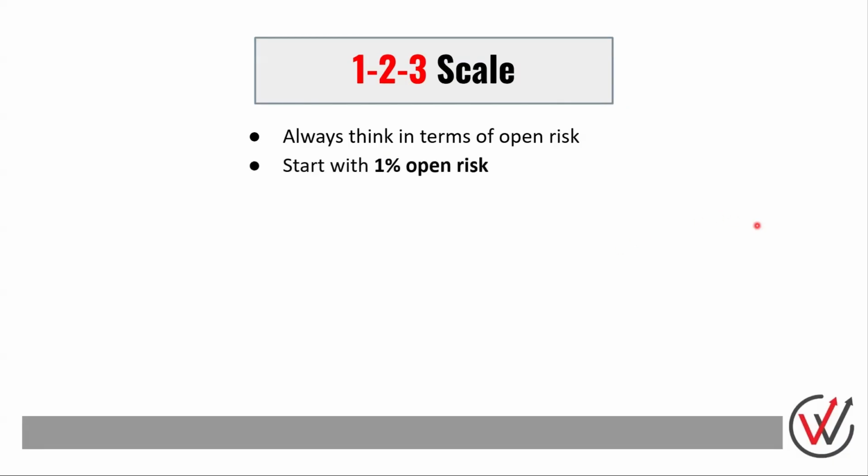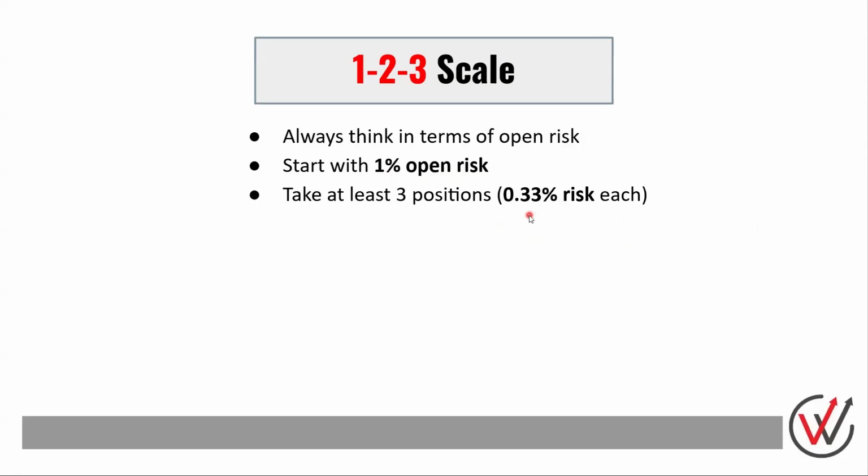What is the 1, 2, 3 scale? First, like I have said, I think hundreds of times in the last 1 hour, always think in terms of open risk. Risk per trade remains constant. All we are focused on is open risk. But you'll ask, how much open risk? Always start with 1% open risk once you are confident about this system. If not, you can always start off small. The maths remain the same. But for me, I have kept 1% as my starting point.